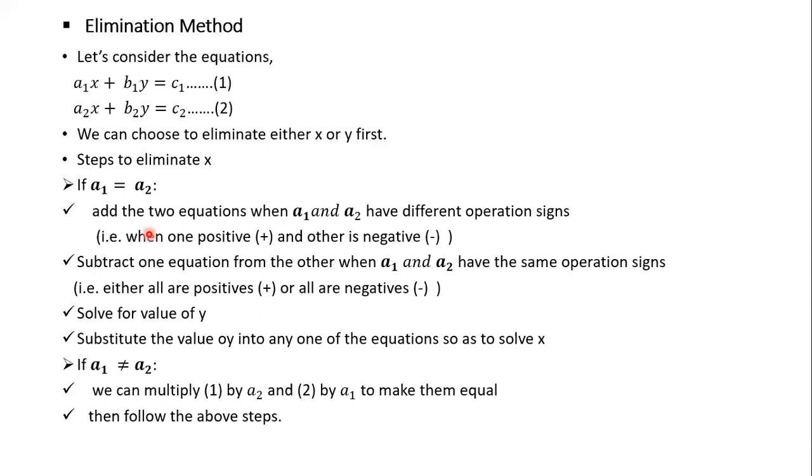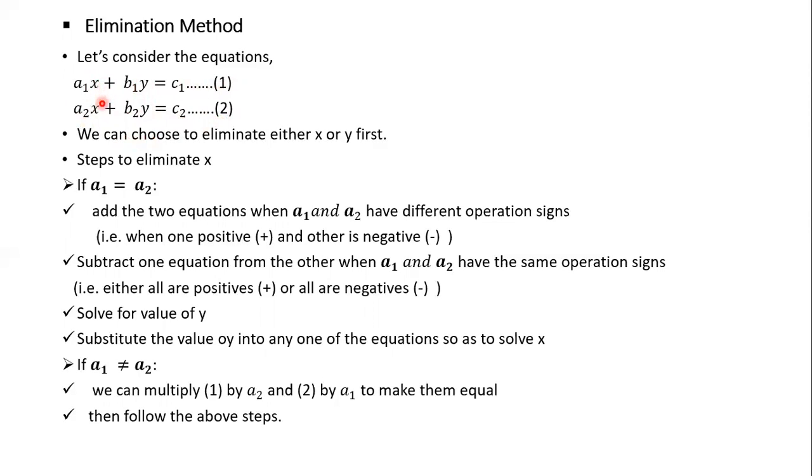So now let's tackle the elimination method. Now let's consider the equations. a1x plus b1y equals c1, name it equation 1. a2x plus b2y equals c2, name it equation 2. So now we can choose to remove the variable x or y, because we only have two variables, x or y. So you can take one out and solve for the other one. That would be called the elimination method.